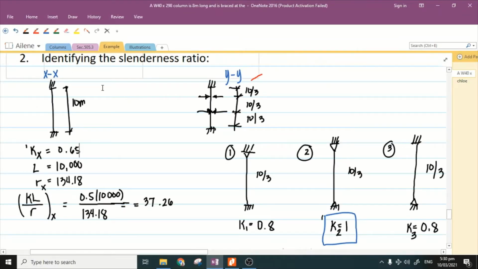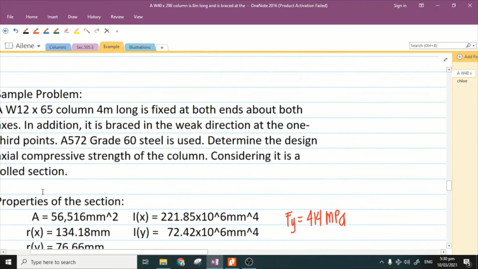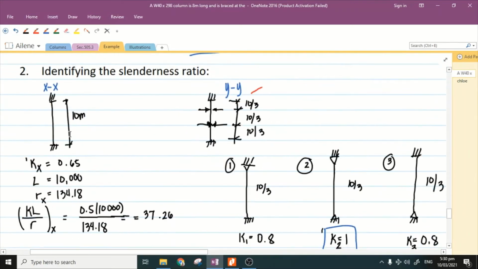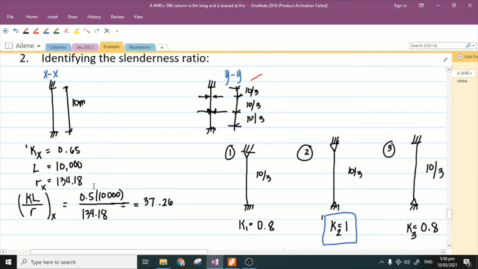For the design value, its L is 10,000 since there is no bracing. And then the radius of gyration along X is already given, that is 134.18. Therefore, 0.5 times 10,000 divided by 134.18, 0.65 pala, we have 48.44.